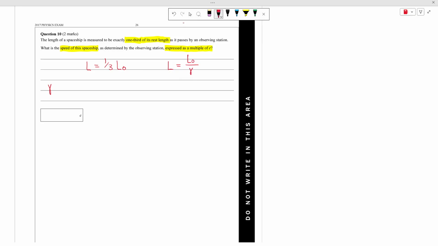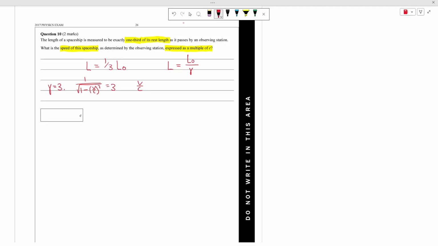So gamma equals 3. Now we know gamma is equal to 1 over the square root of 1 minus v squared over c squared. We know that's equal to 3. And the rest is now just algebra trying to solve for v over c, because it wants it as a multiple of c.